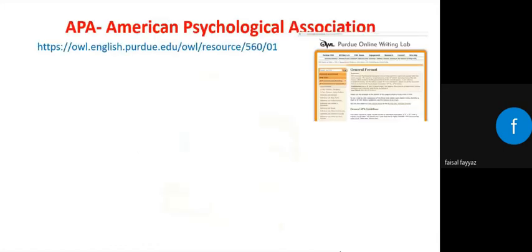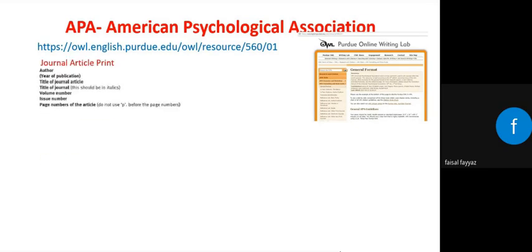APA, American Psychological Association, you know very well, is related to the journal article print: author, title of journal article, title of journal, volume number, issue number, page number of the article. So this is the format of APA which we have to follow, and according to that, we have to set our research document or article in this format.